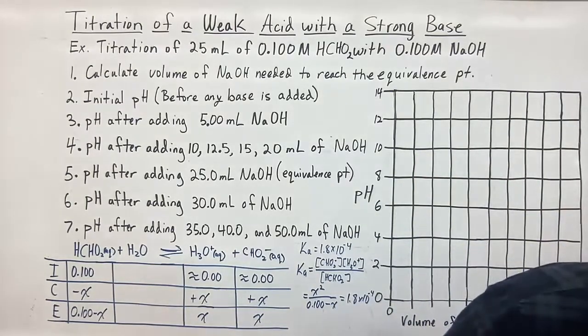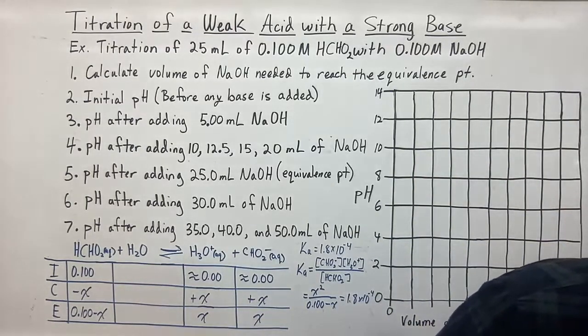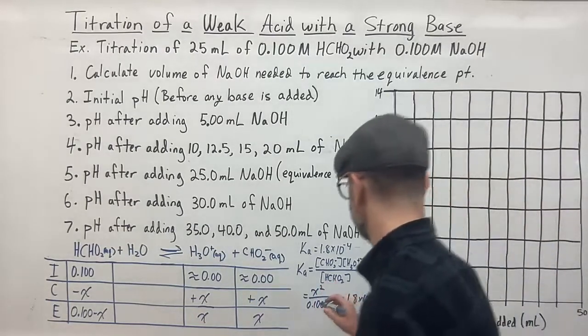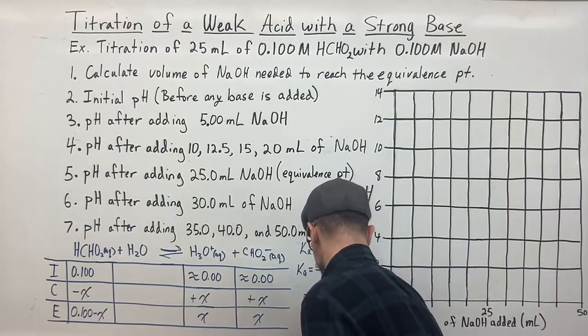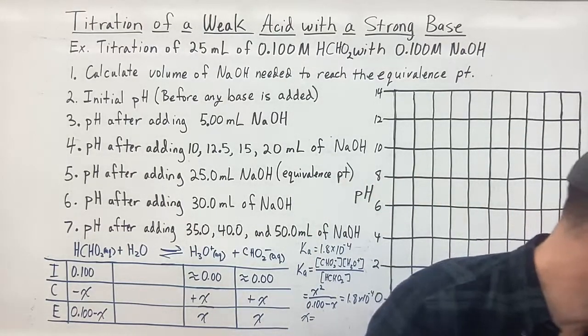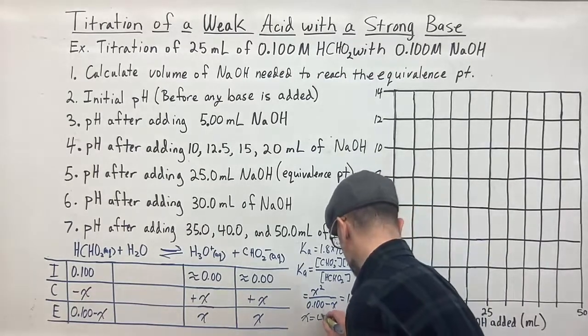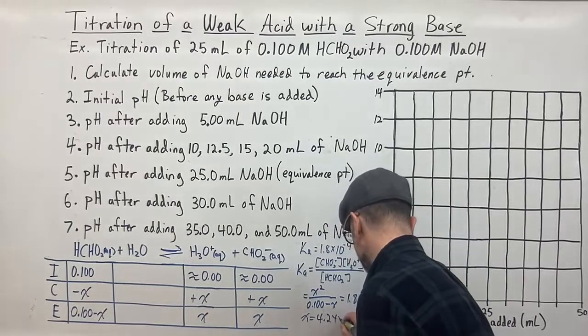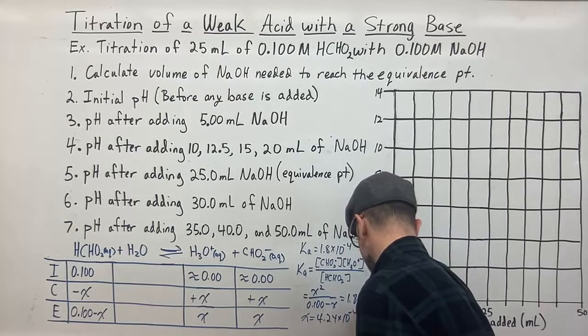So X ends up being equal to 4.24 times 10 to the negative 3. Let me say that again, 4.24 times 10 to the negative 4.